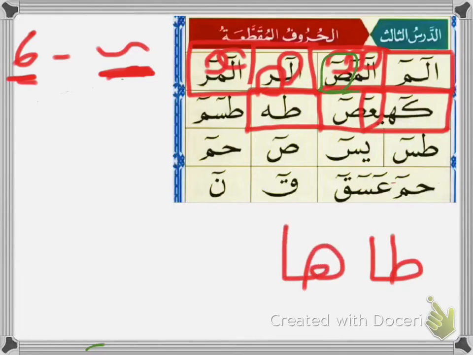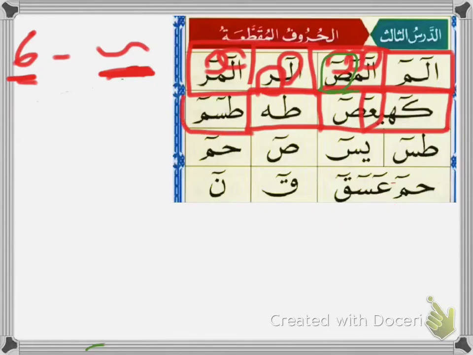Ha. How do we read that? Of course, this is 2, and this is 2. We say طا ها, طا ها. Easy. That's in Surah Taha. This is ayah 1. So when we start reading Surah Taha, we say طا ها. We're going to do the next one. This one.